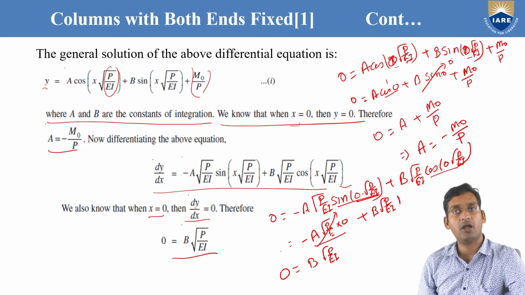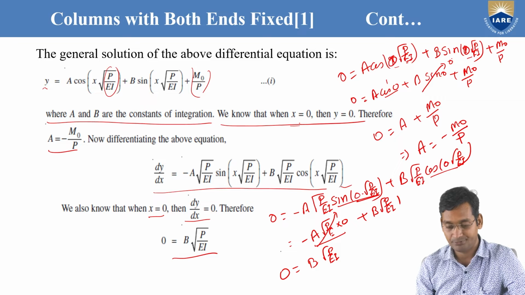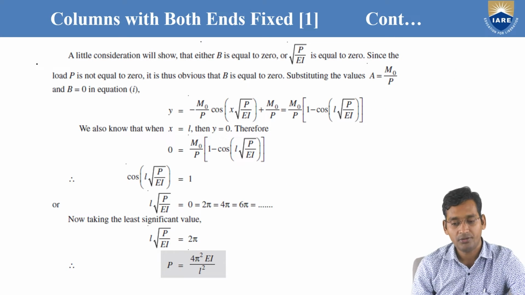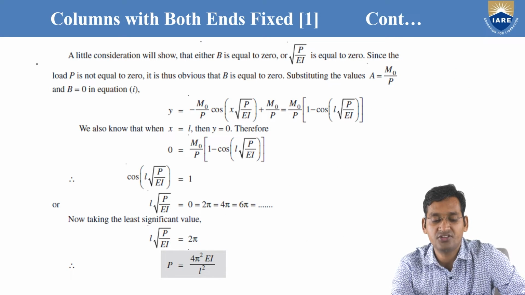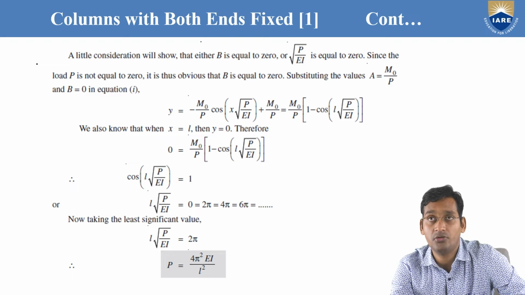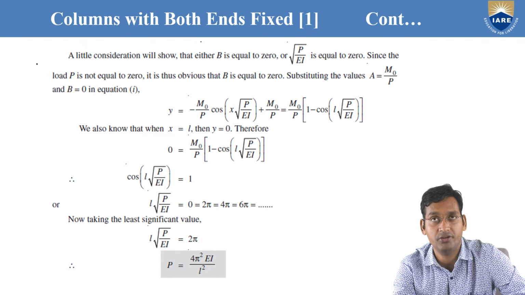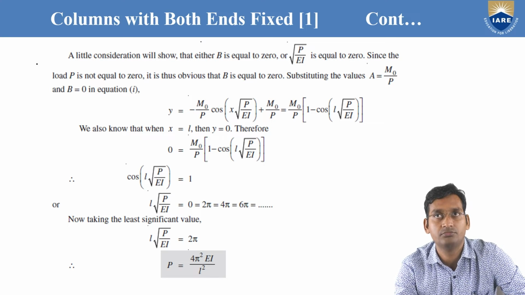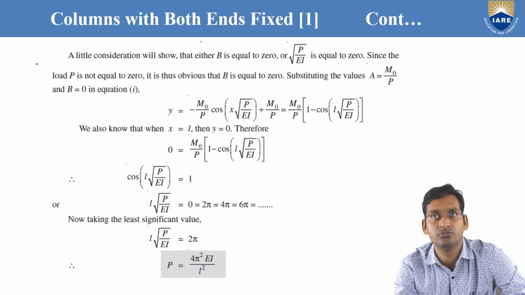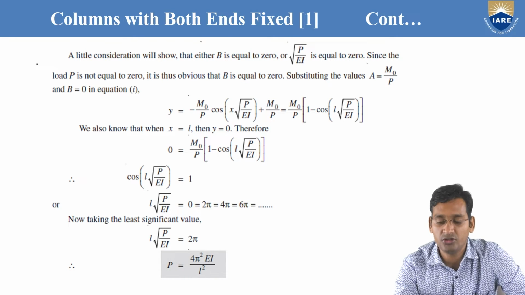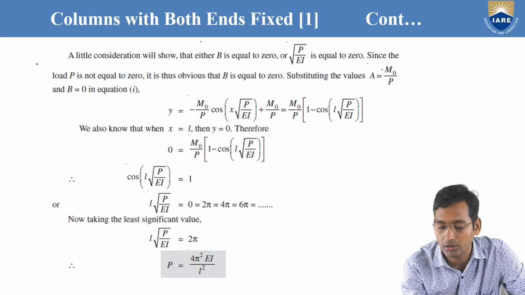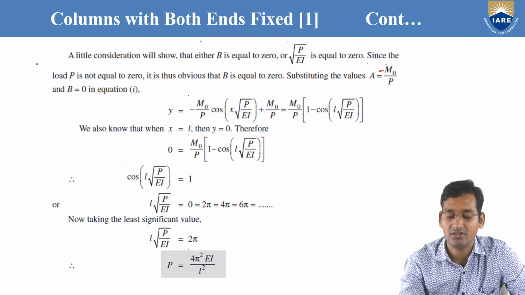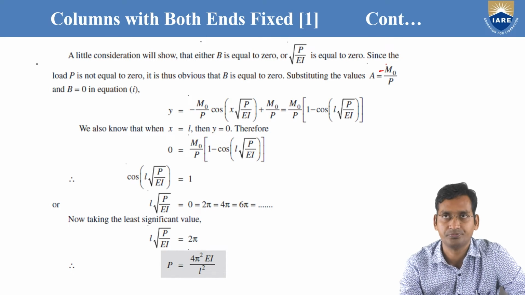Again, a little consideration is required. So what will that be? A little consideration will show that either p is equal to 0 or root p by EI equals 0. Since root p cannot be equal to 0, as we already saw in the previous derivation, it means b is 0. So now b equals 0. Substituting the value of m, here a equals minus m naught by p.